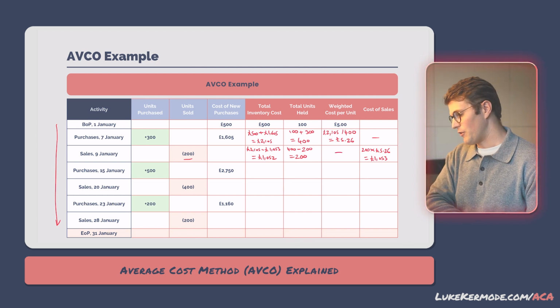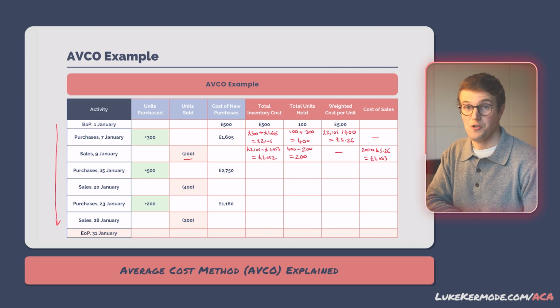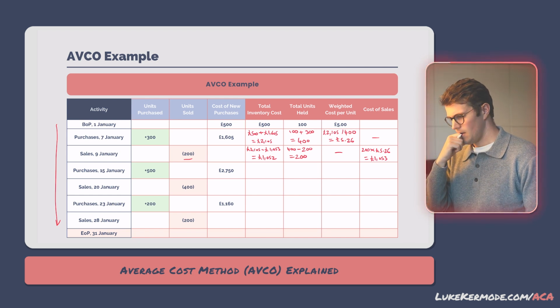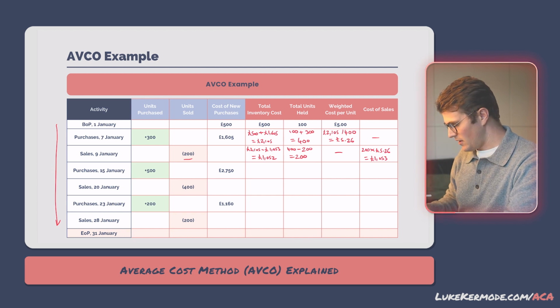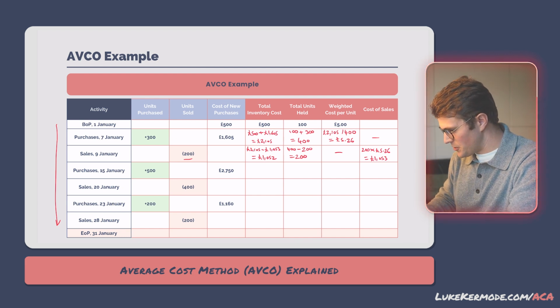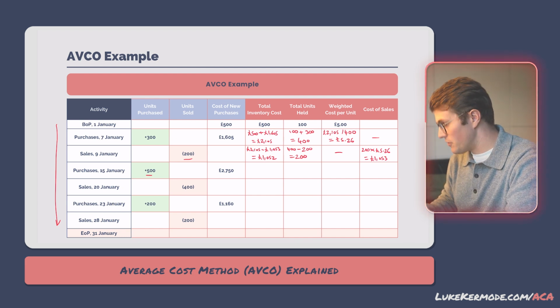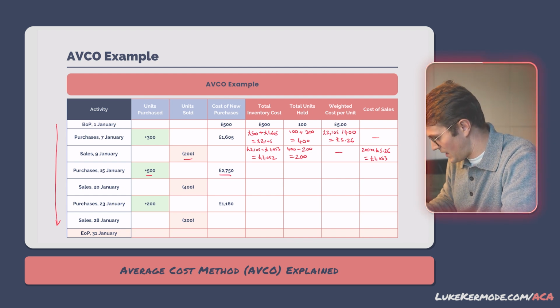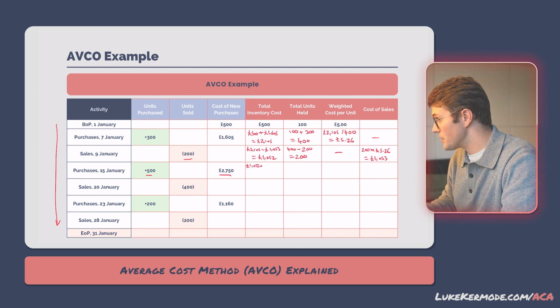only recalculate our cost per unit when a purchase has taken place. We don't need to recalculate when a sale has taken place. On the 15th of January, we know that an additional 500 units are purchased at a cost of £2,750. So our total inventory cost at that date is equal to £1,052 plus £2,750, which equals £3,802.